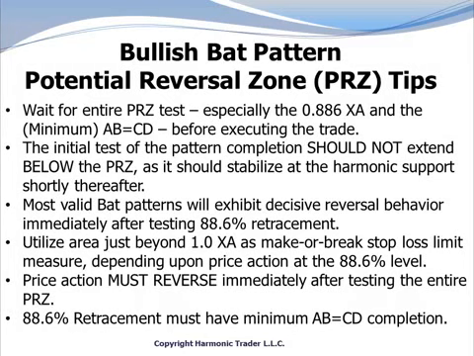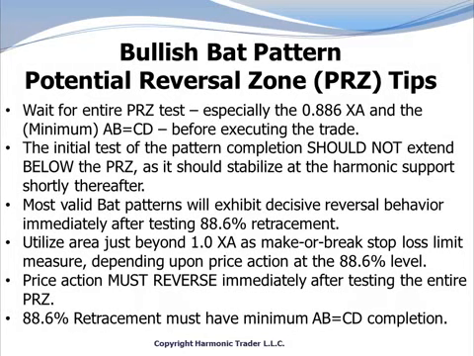Bullish bat pattern potential reversal zone tips. As I said, it's important to wait for the entire PRZ test, and especially that .886 XA measurement. The minimum AB equals CD must be tested, although as these examples showed, it typically will be extended, but the minimum ABCD must be hit before executing the trade. The initial test of the pattern completion should not extend below the PRZ, potential reversal zone, as it should stabilize at the harmonic support shortly thereafter. Most valid bat patterns will exhibit decisive reversal behavior immediately after testing the .886 retracement.